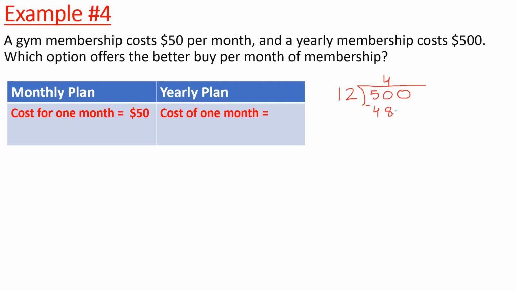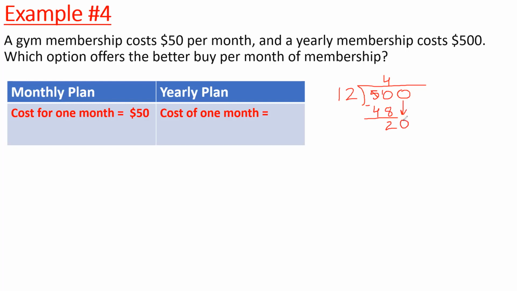And then we're going to subtract. 50 minus 48 is going to be what? 10 minus 8 is 2. Very good, 2. We bring down the 0.